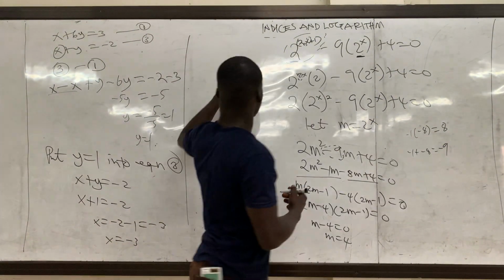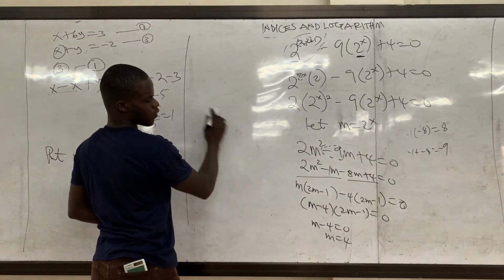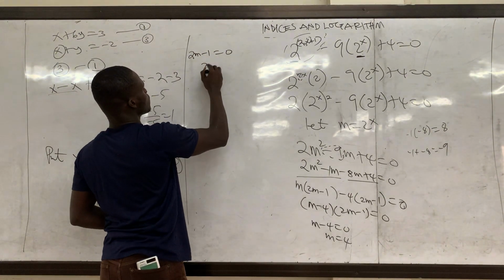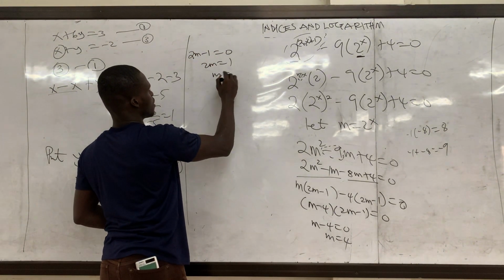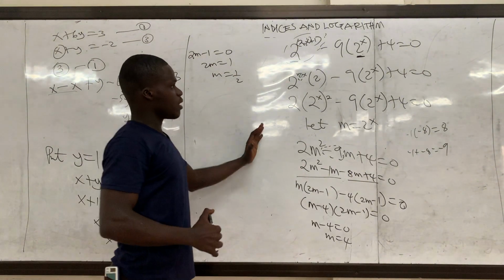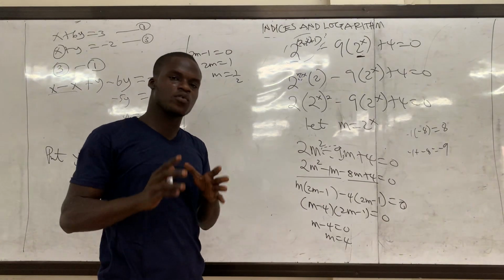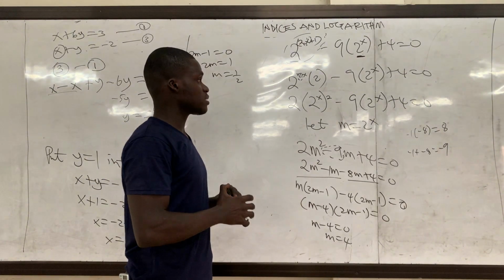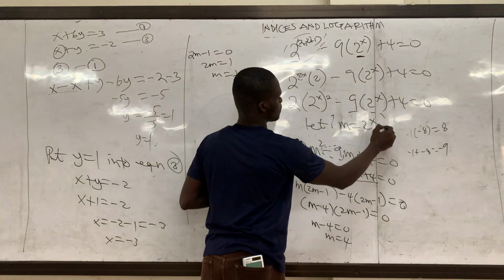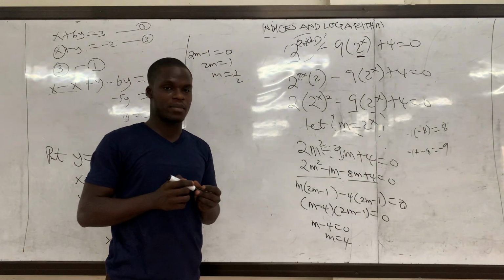Also, let's come here. So 2n minus 1 equals 0. 2n equals 1. n equals half. So we have two values of n. But don't forget, the question didn't say we should find the value of n. The question said find the value of x. So we'll go back to this side. Then we look at the relationship between n and x.